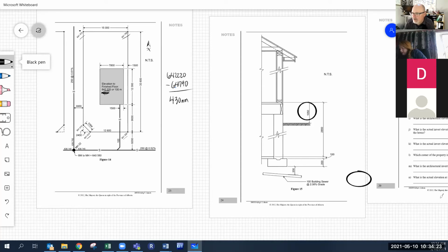Okay. Got a couple more questions to go through here. We're almost done. If this footing sits on undisturbed earth, so they're talking about right here, everybody can see, this is the footing, right there. If it sits on undisturbed earth, how deep would you have to dig for them where the building drain exits the building?